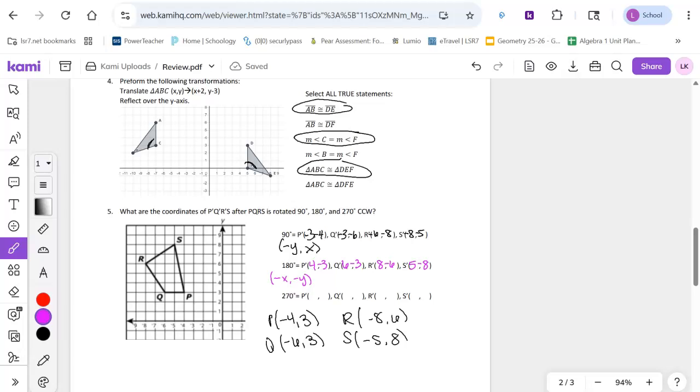And then 270-degree rotation is (y, -x). So then I would have 3, 4, 3, 6, 6, 8, and 8, 5.